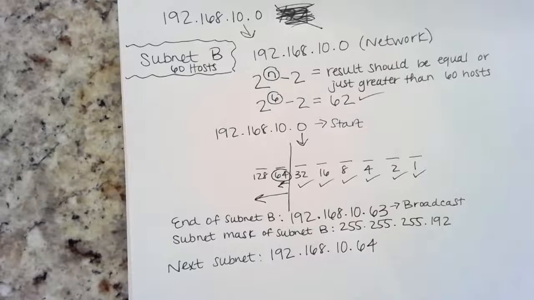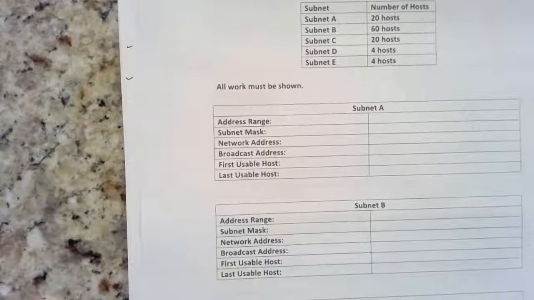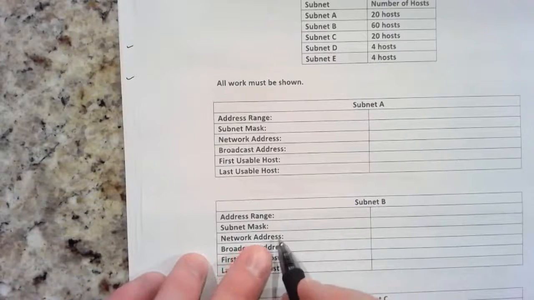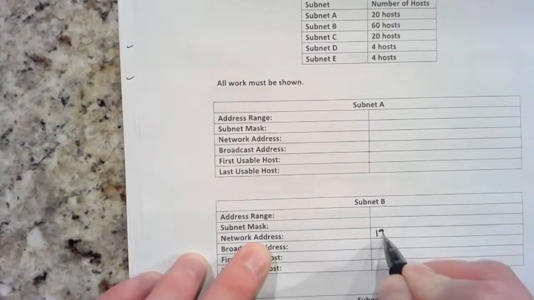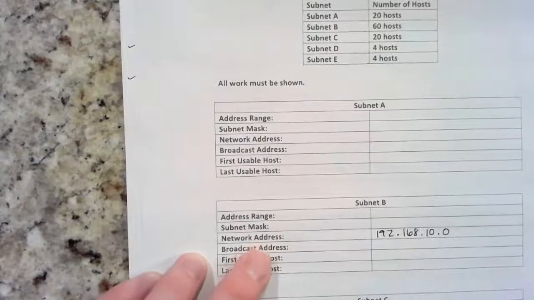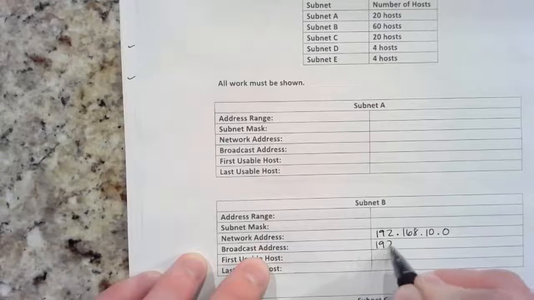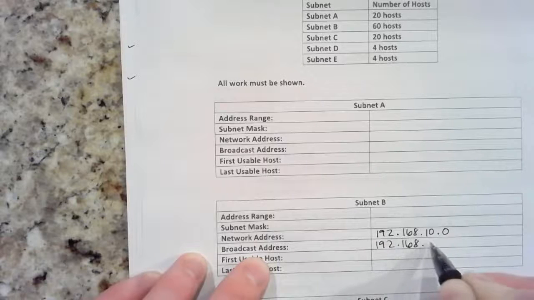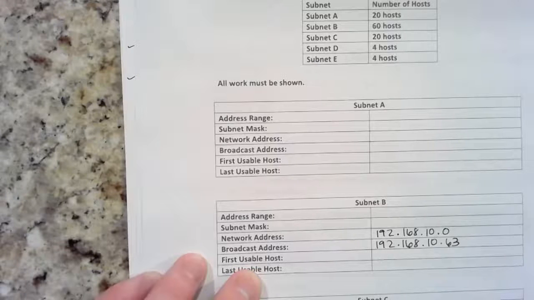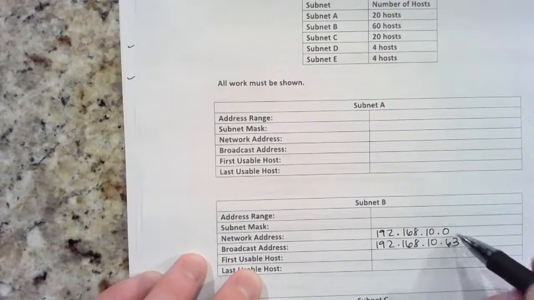Now, all of that information we can start to plug into our table. So our table, I'm going to lay here for a second for subnet B. Our address range, or we can do our network address, was 192.168.10.0. Our broadcast address, or the end of that network, was 192.168.10.63. So again, that's 64 addresses there, right?